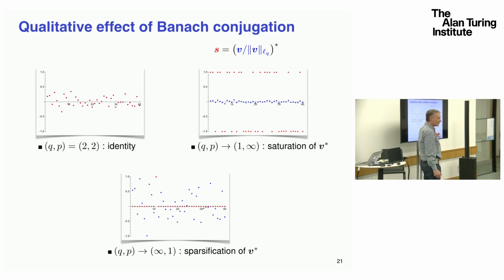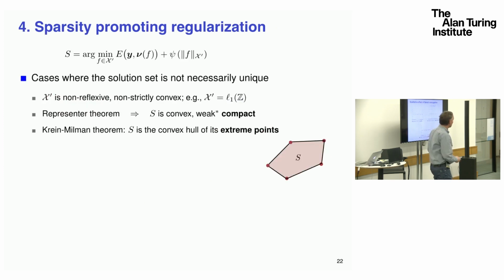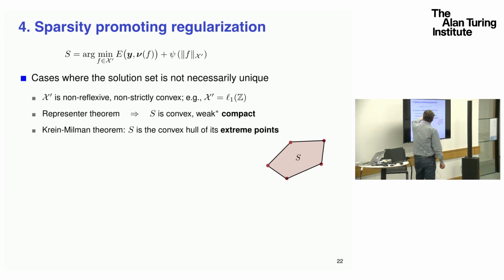But okay, that was the easy stuff. Now we get to the real stuff: sparsity promoting regularization. For now, I was in the reflexive case where I have a unique solution. Now I move to the non-reflexive scenario. Here the solution is not necessarily unique, but I know that the set of solutions is convex and weak-star compact. Then I can apply the Krein-Milman theorem, which tells me that this convex set will be the convex hull of its extreme points.